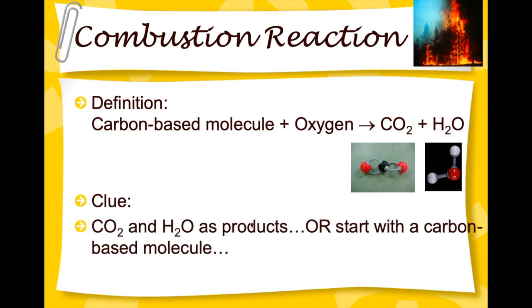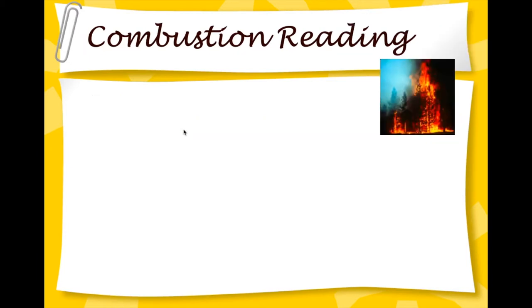So if you see a carbon-based molecule and oxygen, you know there's going to be combustion. So you've got 2 ways you can think of it as a clue. If your products were given and the products are CO2 and H2O, you know it's combustion. Or if you start with a carbon-based molecule, you can be pretty sure that that's going to be a combustion type reaction.